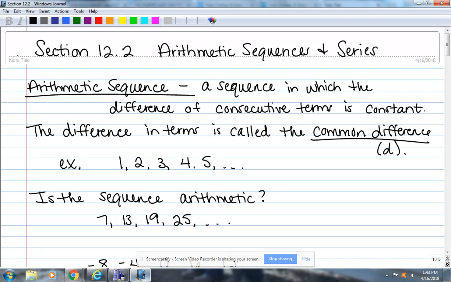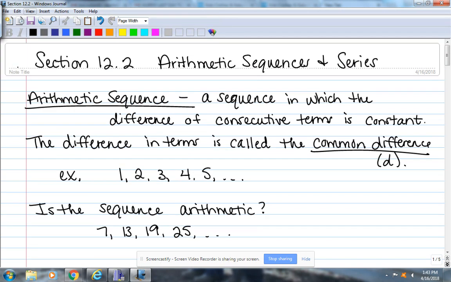So for example, here's a sequence right here: 1, 2, 3, 4, 5. And the dot, dot, dot means it goes on forever. It's continuous. Notice from 1 to 2 and 2 to 3, what's happening to those numbers every time? They're going up by 1. So the common difference for this sequence is 1. d equals 1. It's the number that you're adding every single time.